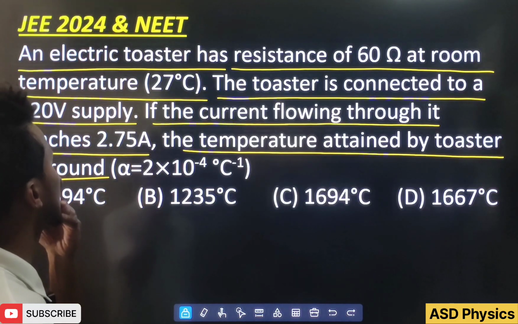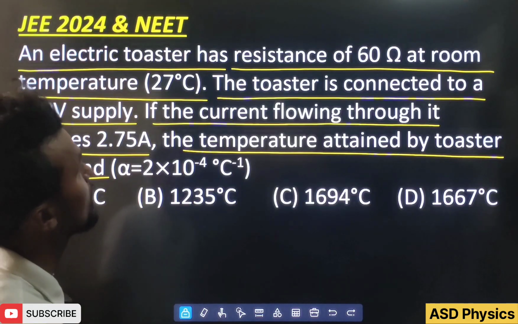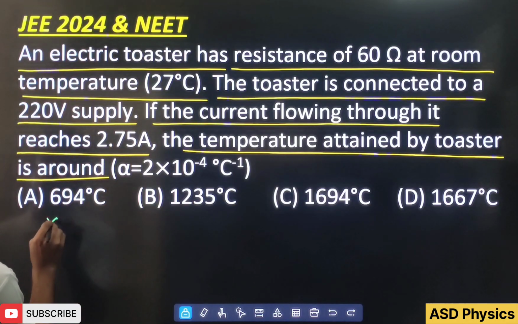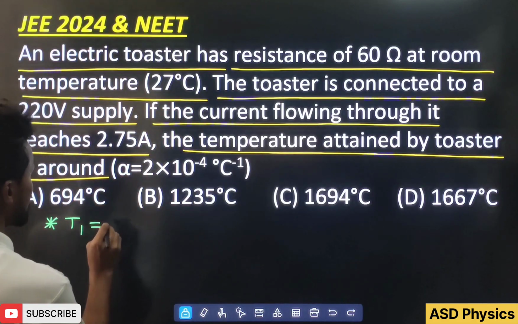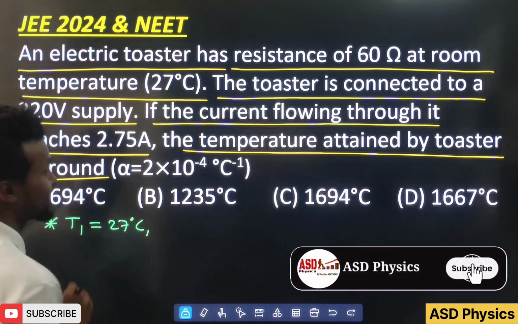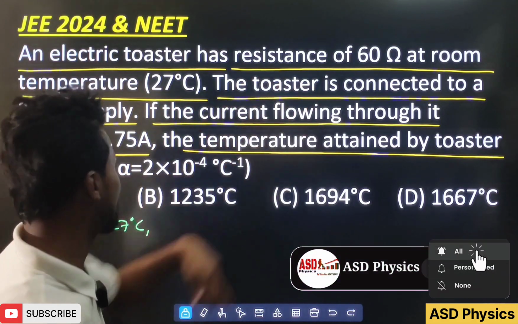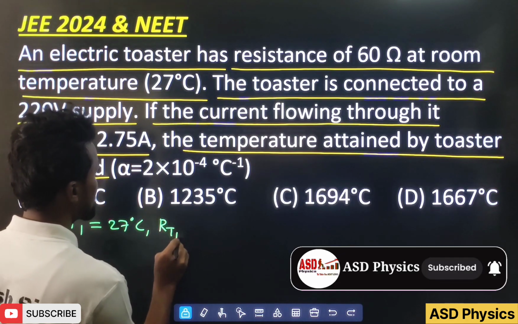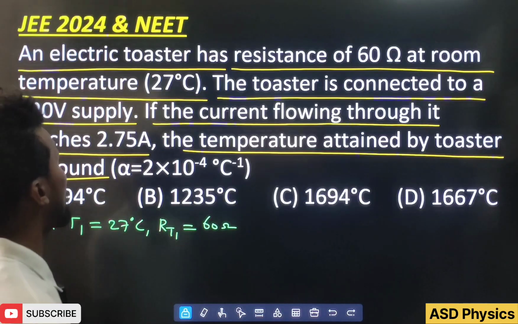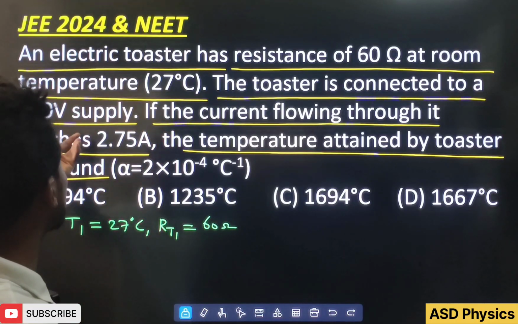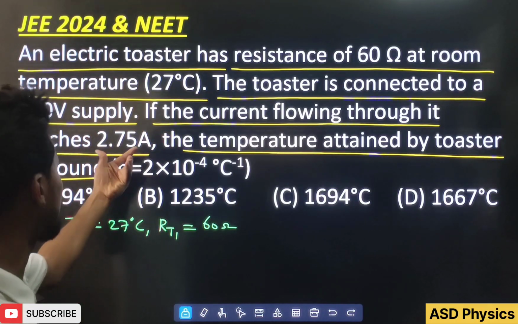So students, let me see here, please. First one, now start with the decoding. Initial temperature, how much is given here? See, 27 degrees Celsius. After that, the resistance, how much is given here? RT1 is given here, 60 ohm. After that, the toaster is connected to a 220 volt supply and how much current is there?